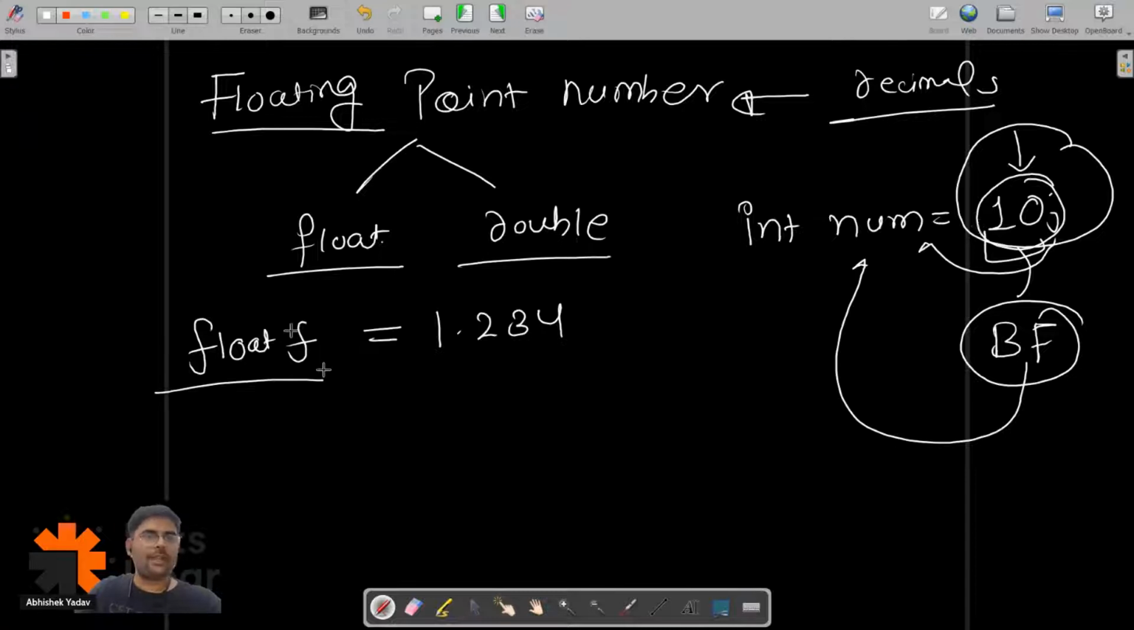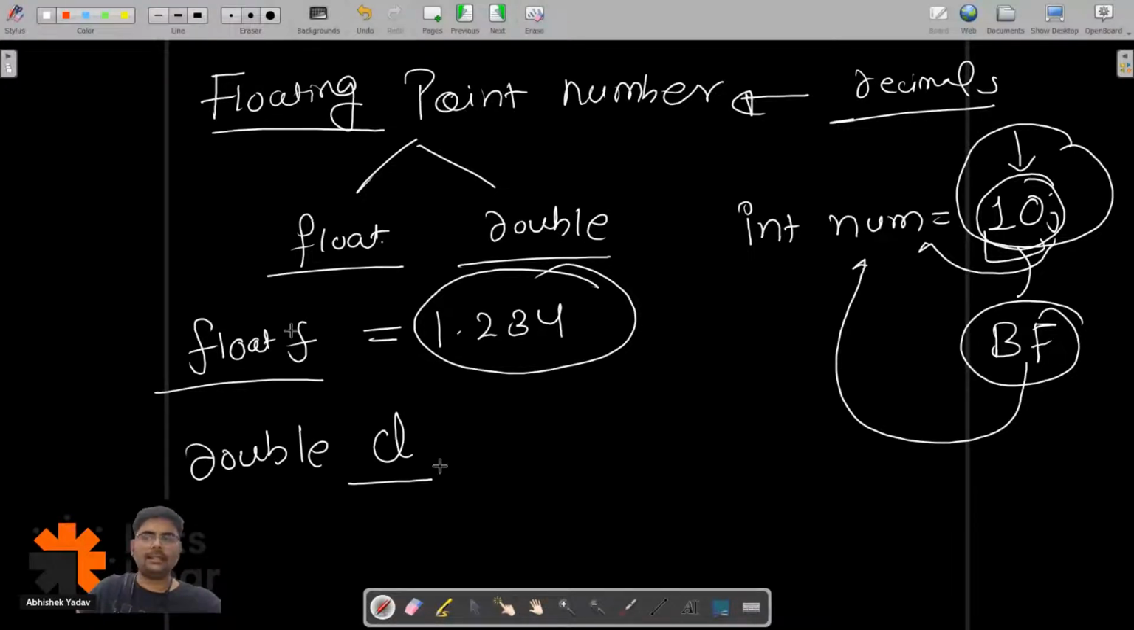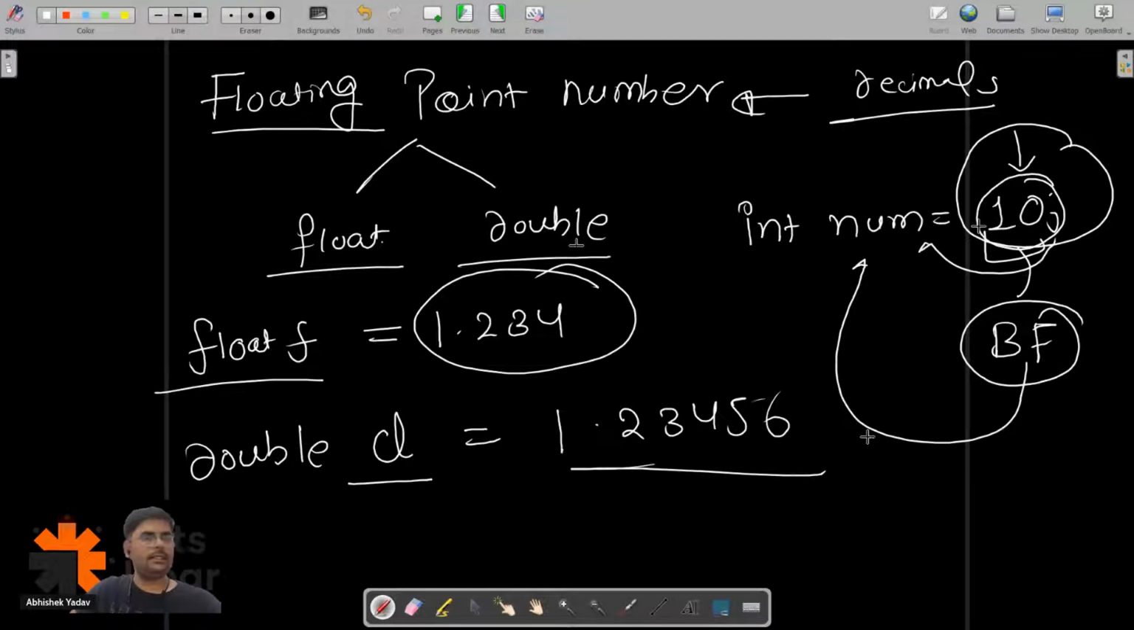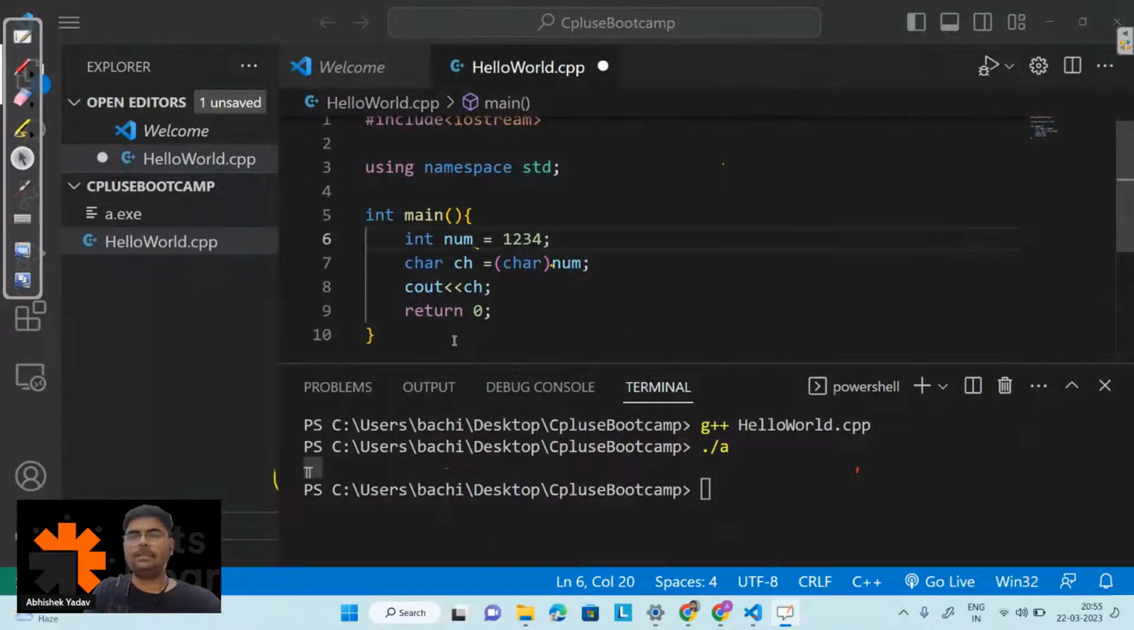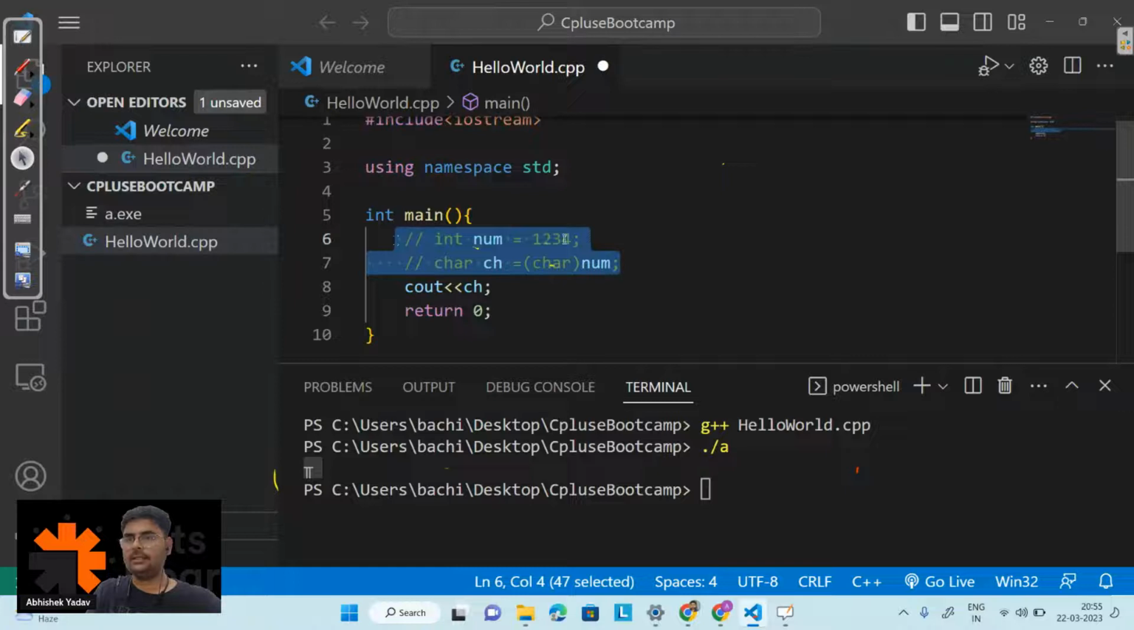So if I have to store a floating point number, then it is this one, and similarly for double, I have to use double, and after that the name, and after that I have the double value 1.23456. So let's first try to implement this part. Till that time, can you guys write in the chat what is the difference between float and double? Let's comment this part.